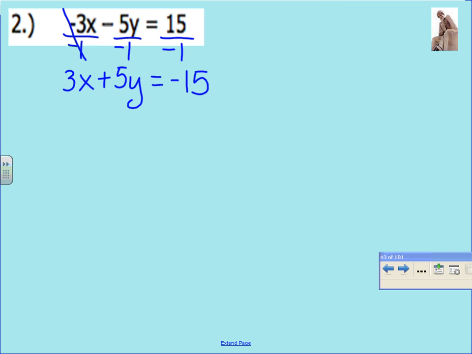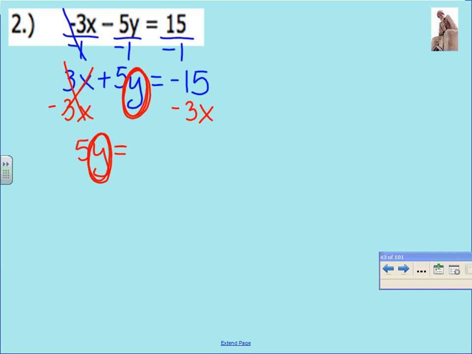So now all we do is follow the 2 steps that you wrote on your paper. So now we need to get it into y equals form. We're trying to get this y by itself again. Step 1, add or subtract the x from both sides. So in this case, we're subtracting it. You want to do the opposite to get it to the other side. Rewrite the positive 5y. And we're still trying to get this y all by itself. So circle or highlight or bold it.